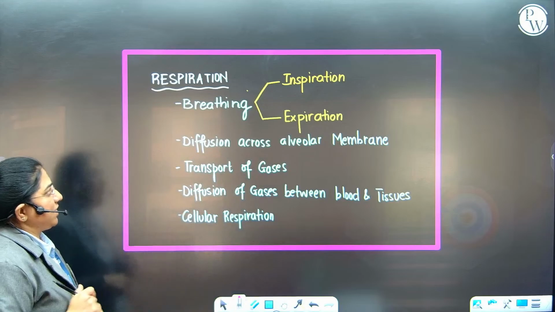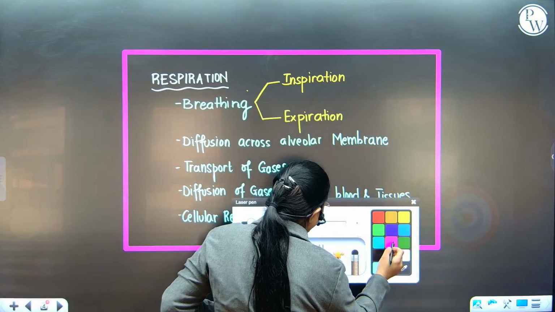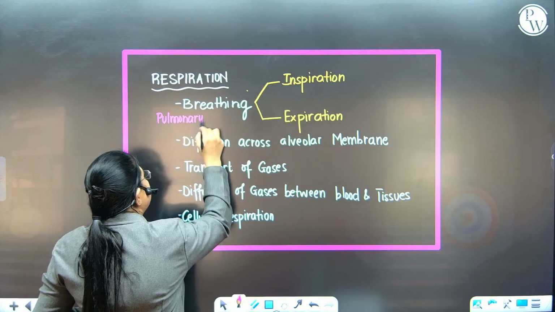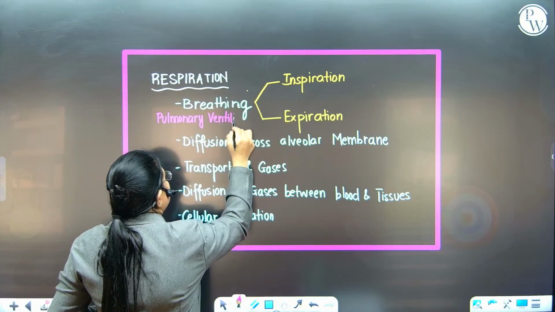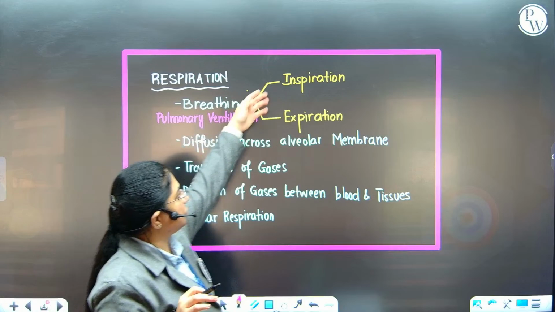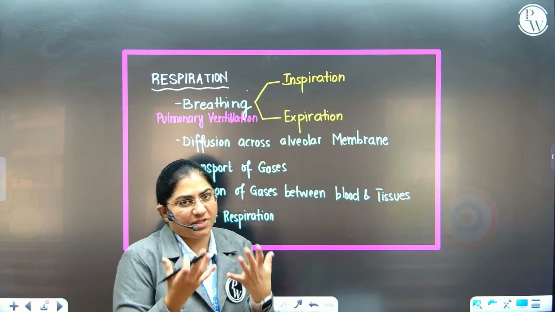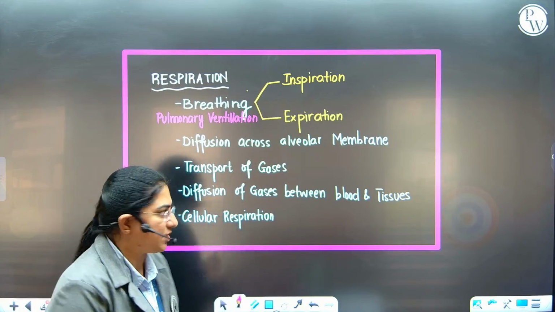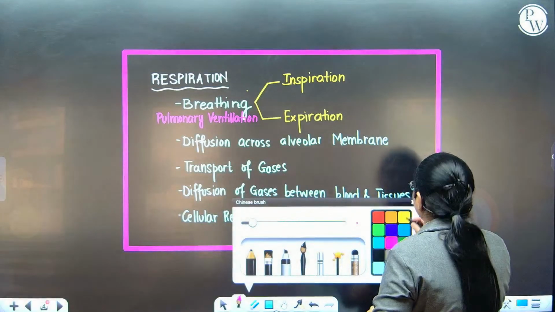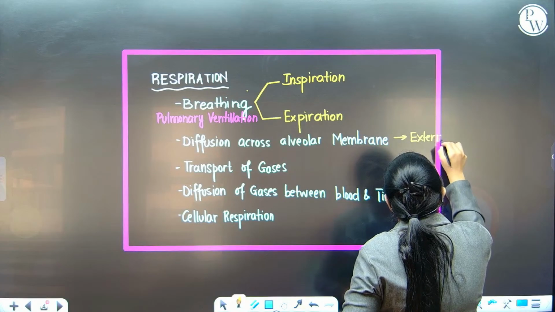So what are the steps of respiration? The first step of respiration is breathing, which is also called pulmonary ventilation, as given in the NCERT. However, this is the term that most of us tend to neglect. So make a note of it that breathing is also called pulmonary ventilation, which includes two steps, inspiration and expiration. Inspiration, where we take in the oxygen rich air, and expiration or exhalation is when we release carbon dioxide rich air. Followed by diffusion across the alveolar membrane. Now this diffusion across the alveolar membrane is also given a term called external respiration.